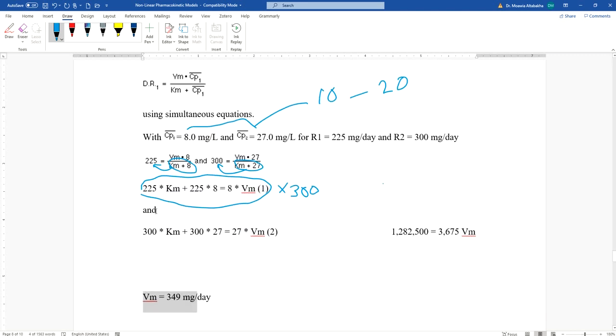Now, these are the initial two equations that we have. What you need to do is first find one of the parameters. I either try from one of the equations to find what is VM or Km. Choose just any one of them. In this case, I will use VM. I want to see what VM equals to. To solve this simply, we can do the following.